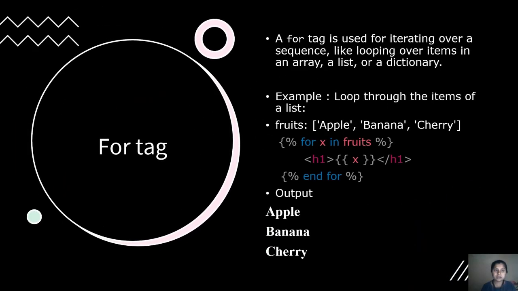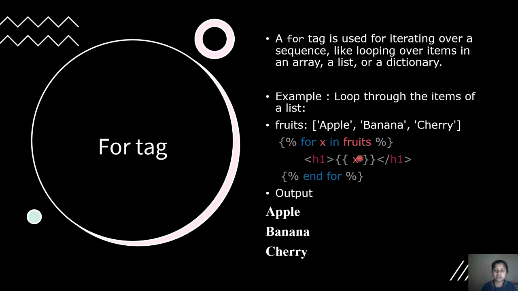Now let's see what is the purpose of using for tag. For tag is used for iterating over a sequence, like looping over items in an array or a list or a dictionary. So, for example, looping through items of a list. Here is the list provided of fruits containing three items: apple, banana, and cherry.